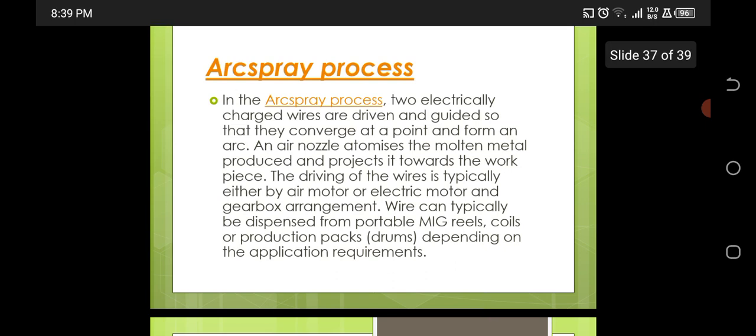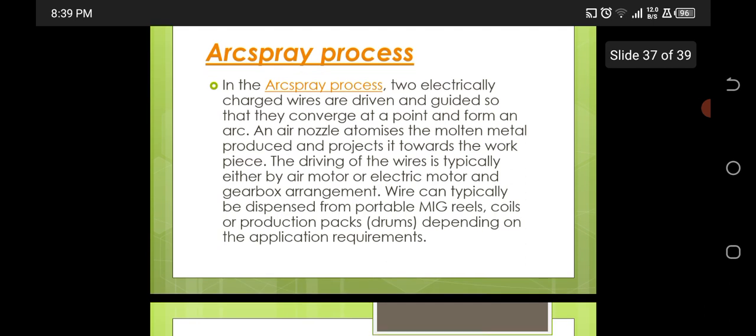The air nozzle atomizes the molten metal and projects it toward the target. As we described in the previous slide, the function of air is here. The passing of air is very important in these processes because it leads the melted material toward the target so that it can bind there easily.